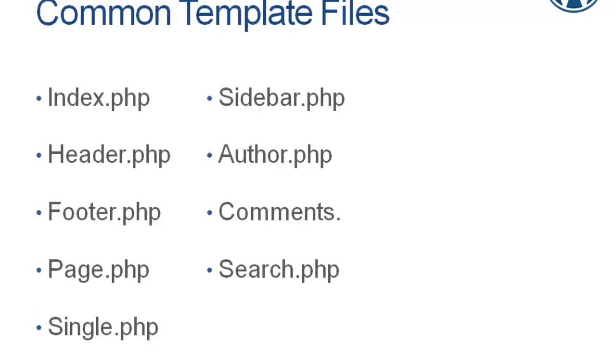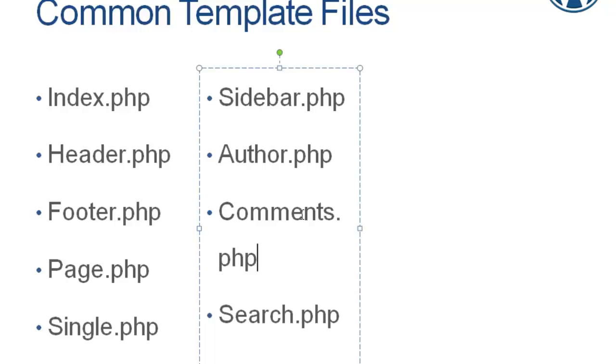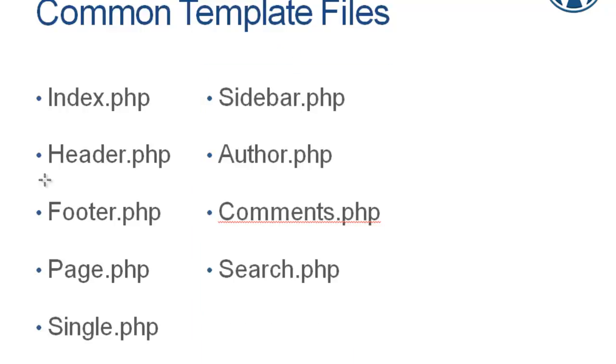And here's some more of the common template files that you may find in a WordPress theme: index.php, header, footer, page.php, single.php, sidebar, author, comments.php, and search.php. Now I can tell you the files that we will be using, and I'll go over a quick explanation of each one.